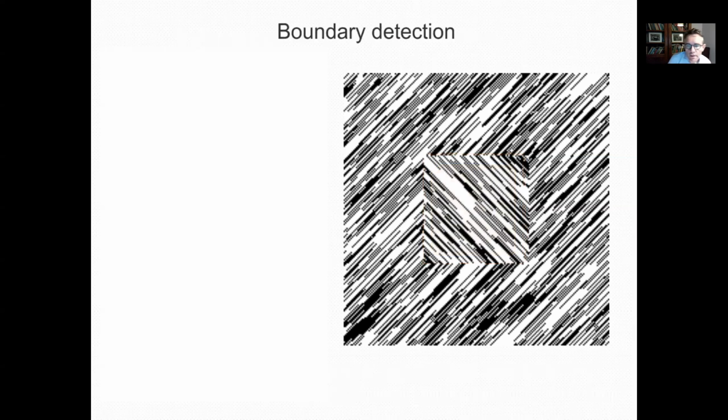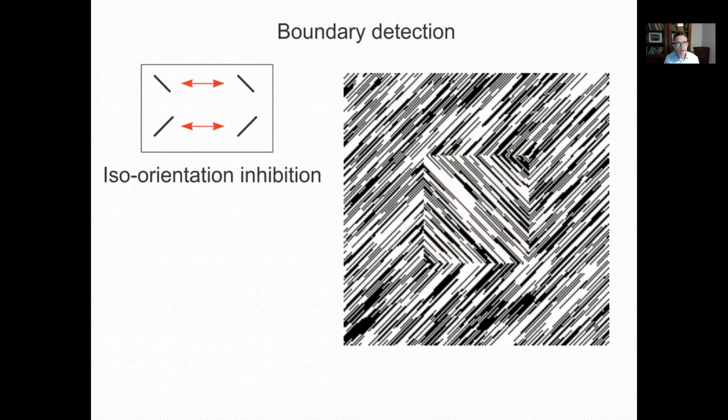Okay, now what are the neuronal mechanisms that support boundary detection? It turns out that you want to put inhibitory connections between neurons tuned to the same orientation. It's called iso-orientation inhibition. Okay, so how does this work?